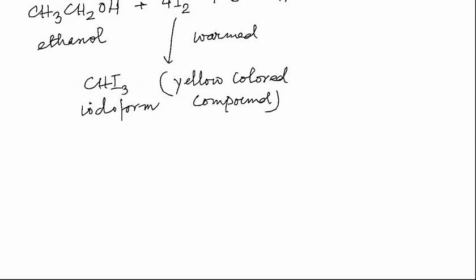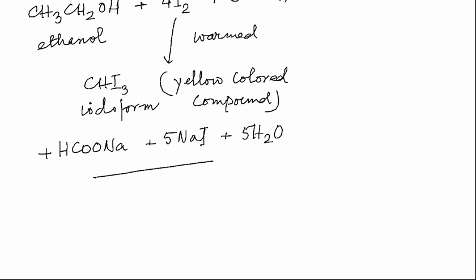And also it will give rise to HCOONa, or sodium formate, plus 5 NaI, plus 5 moles of water. So this is the iodoform test, which is given by ethanol and not by methanol. Hence with this test we are able to distinguish between methanol and ethanol.